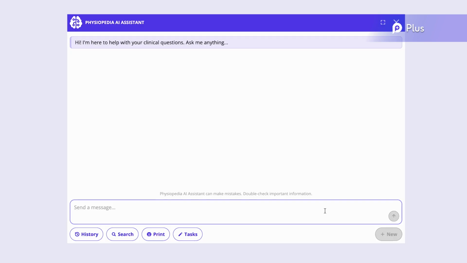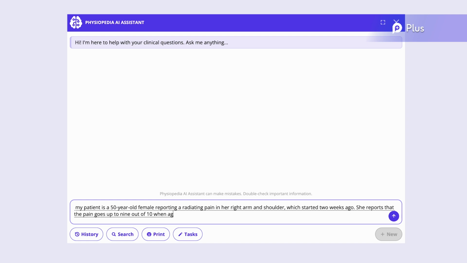Let's say I want to discuss this patient case with PAI. I'm just going to give it some subjective information first. My patient is a 50-year-old female reporting a radiating pain in her right arm and shoulder, which started 2 weeks ago. She reports that the pain goes up to a 9 out of 10 when aggravated, but can come down to a 4 out of 10 with medication prescribed by her doctor.